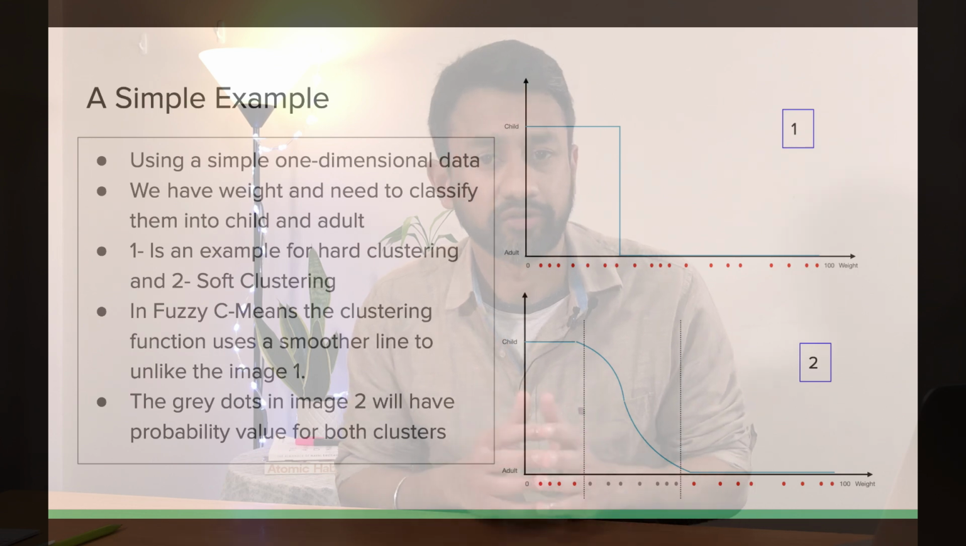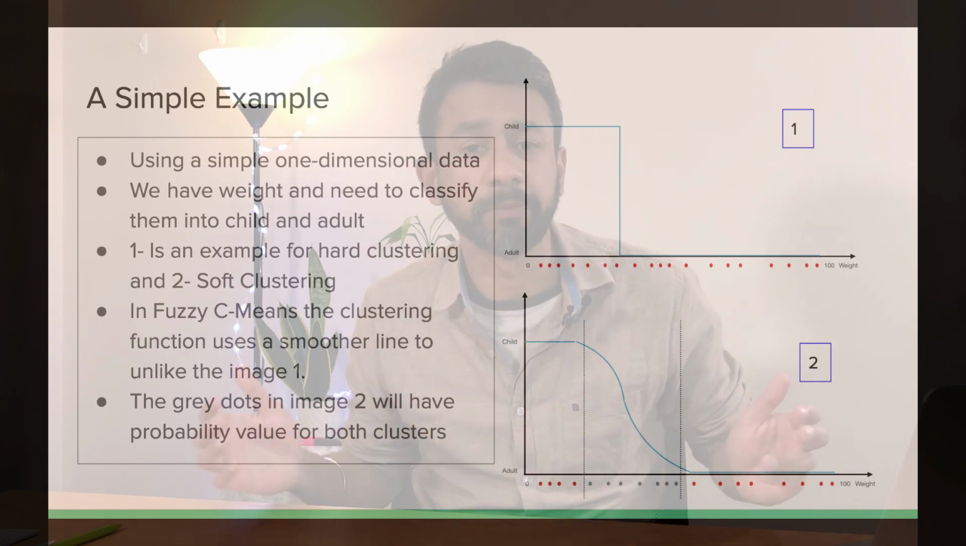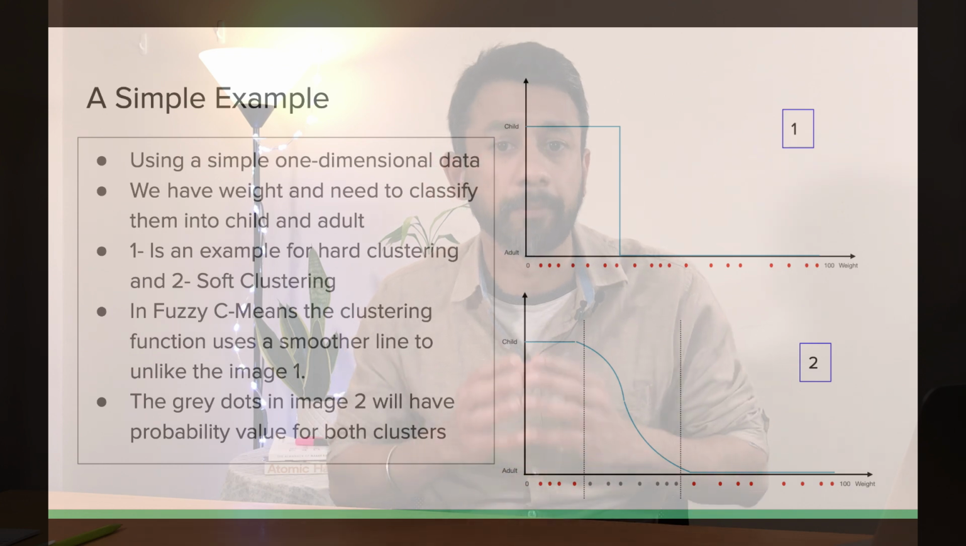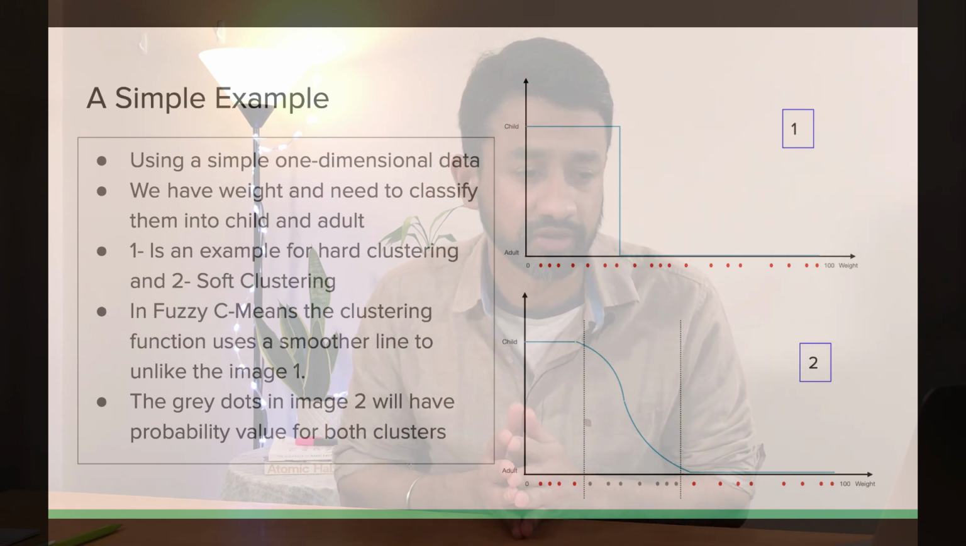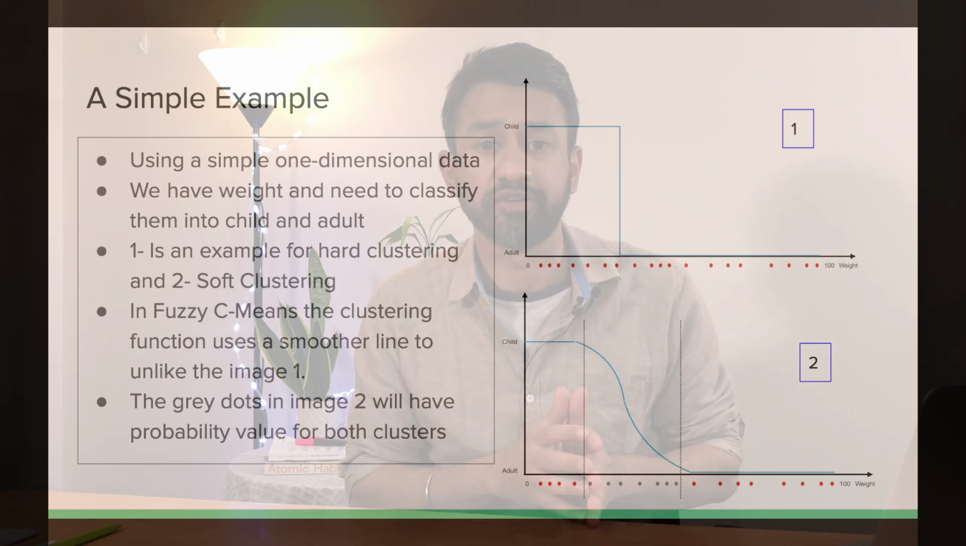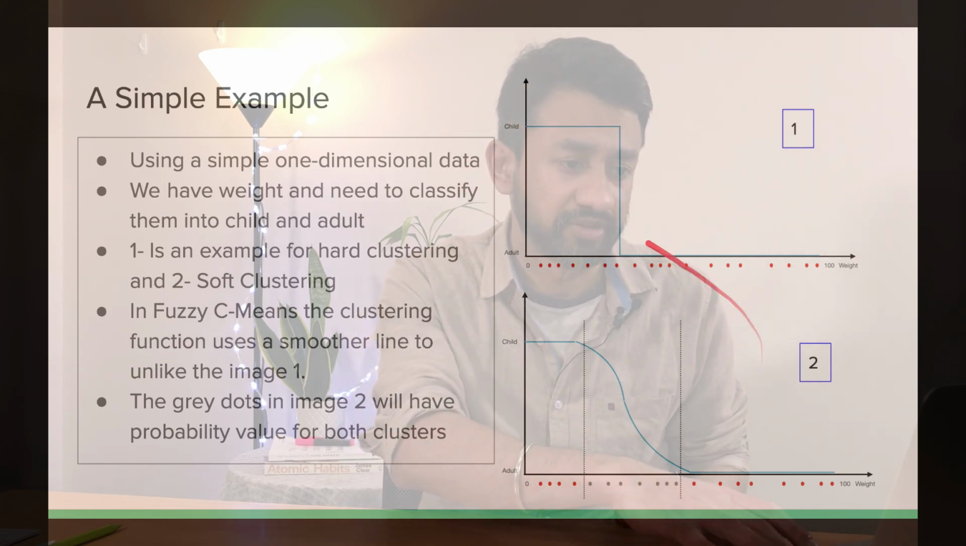But in a lot of real life scenarios, we will have multiple attributes, and we need to use all those attributes to come up with the different clusters. But basically, this is how the algorithm works. In case of hard clustering, the output will be something like this.